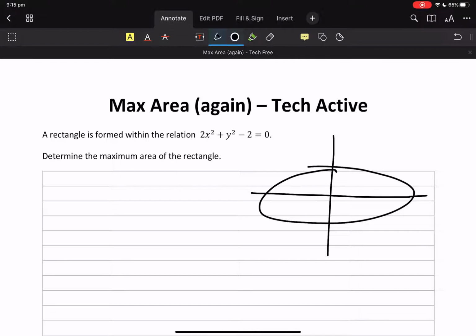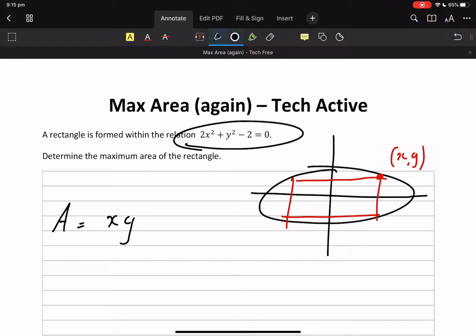So you can see that we've got a rectangle formed by it. So I'm thinking, depending on where this point is, if that's the point xy, then x is there and y is there. So x times y is that area. So we're looking at maximising area. So clearly we want a function: area equals length times width, which is xy.